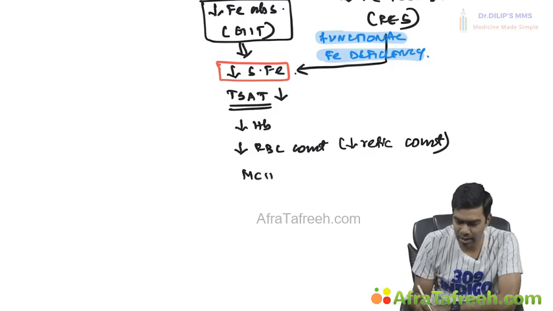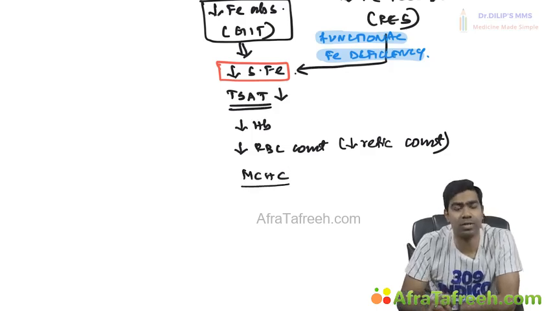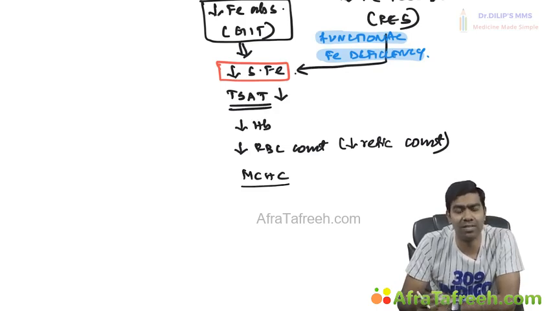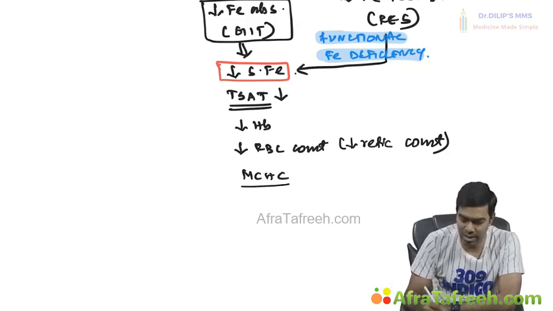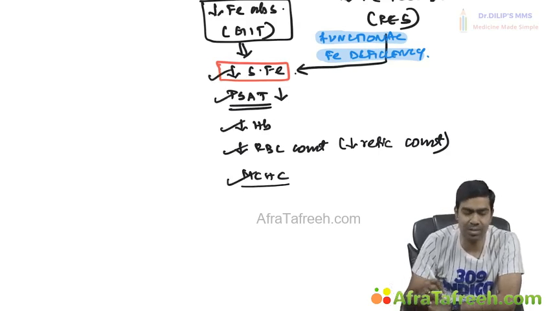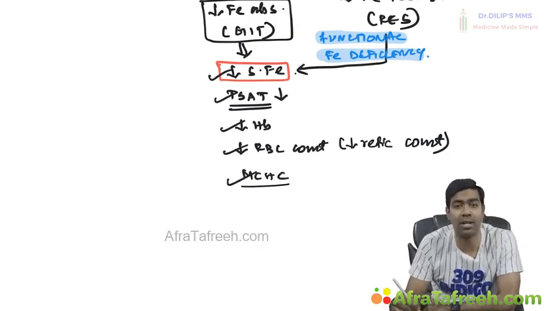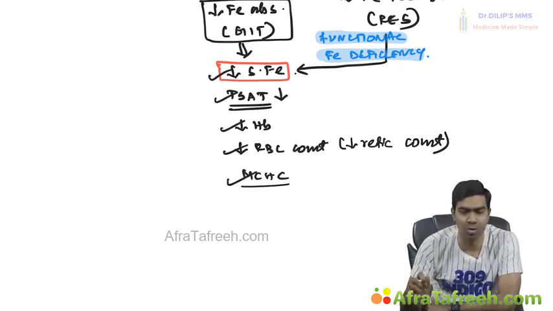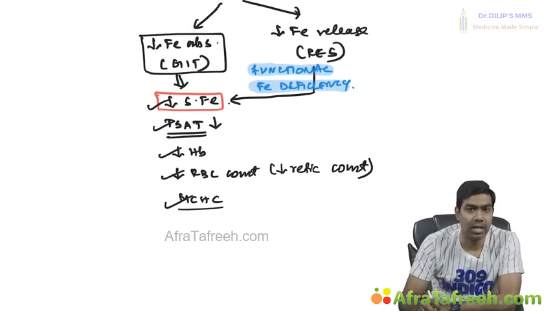At the same time, your anemia is going to be microcytic and hypochromic, which is again very correlating with features of iron deficiency anemia. So these are the general features that match with iron deficiency, but what are the things that stand out and tell you that it is not an iron deficiency, that it is likely to be an anemia of chronic disease? The most important thing is the serum ferritin levels.